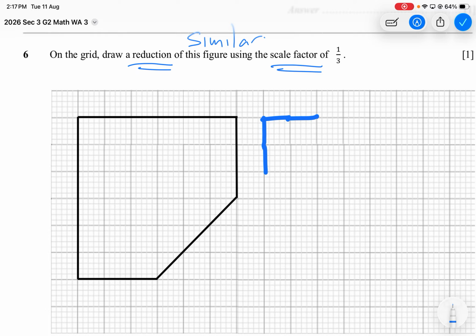1, 2, 3. So the corresponding side will be 1. Then join this diagonal together. It stretches over 1 diagonal, 2 diagonal, 3 diagonal. Also same, 3 divided by 3 becomes 1 diagonal. Then you have a similar figure already.